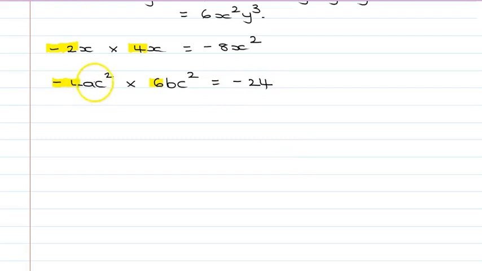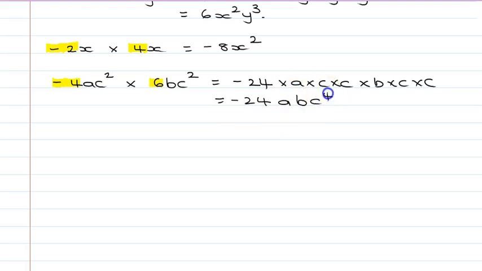Now let's look at the letters. So we've got a times c squared. Remember, that's a times c times c. And look over this side, we've got b times c squared, so that's b times c times c. So altogether, if I was to write that out, a times c times b times c times c. Alright, let's have a look at counting up how many c's we've got. 1, 2, 3, 4. Now we say that's c to the power 4. Generally, it's a good idea to write the letters in alphabetical order. So I'm going to start with the a's, and the b's, and then the c's. Okay, so minus 24, a, b, c to the power 4.